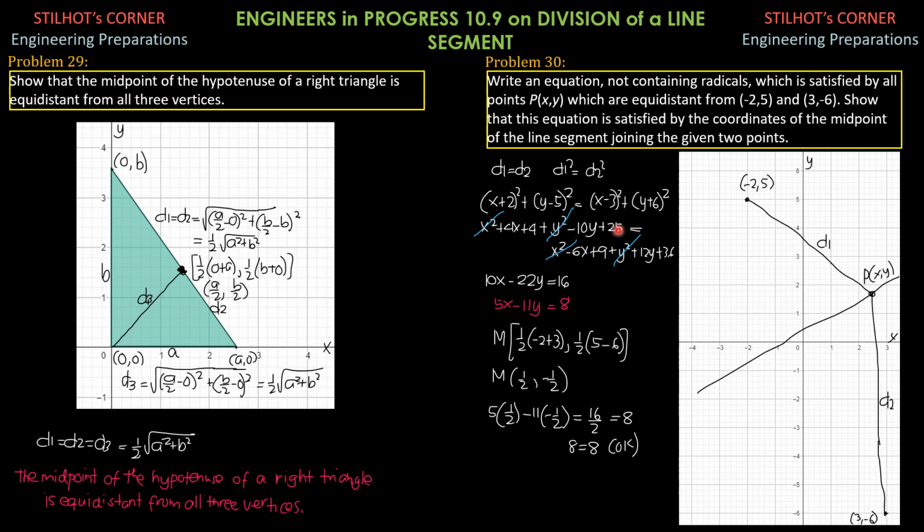45 minus 25 is 20. 20 minus 4 is 16. Since we can simplify this by dividing everything by 2, we have 5x minus 11y equals 8. So this is the equation that satisfies the conditions above, that the points negative 2, comma 5 and 3, comma negative 6 are equidistant from the point x, comma y.